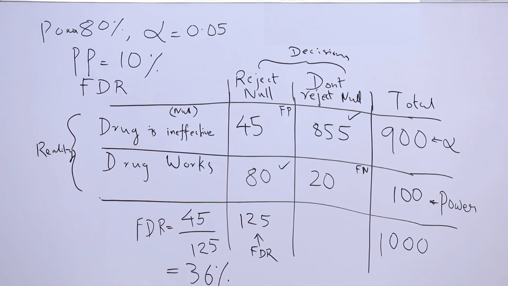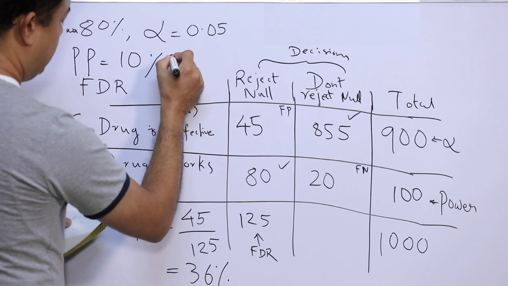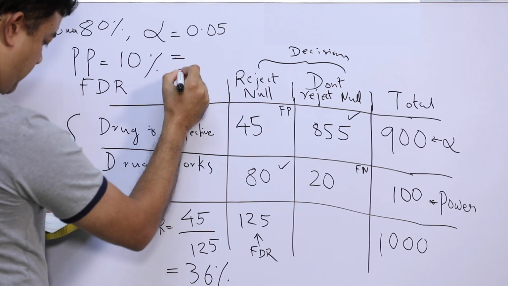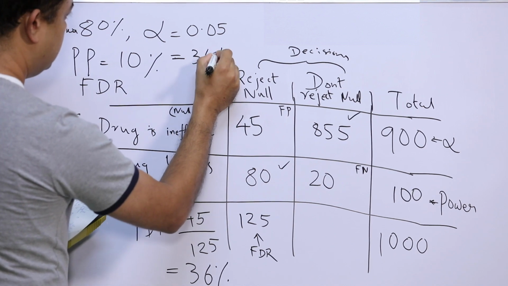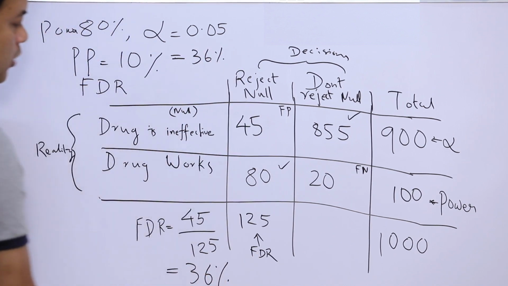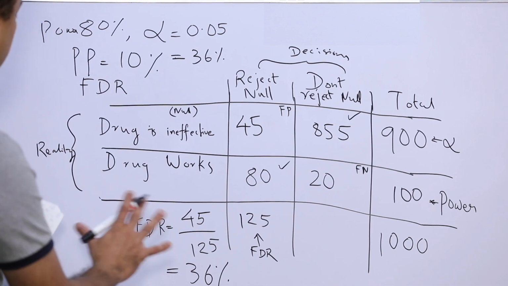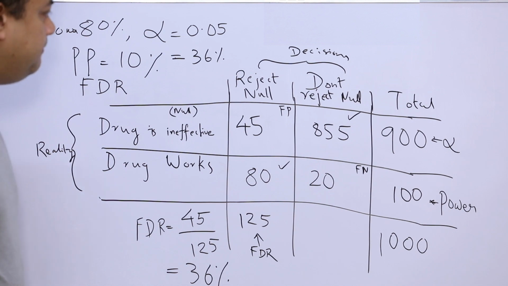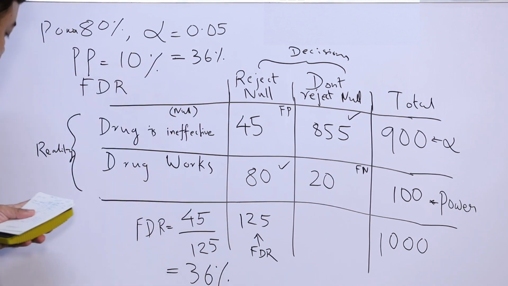That is quite significant, 36%, when the PP is 10%. So let us write here, when PP is 10%, 36% is the false discovery rate, which is quite significant. If you have a prior expectation of 10%, that is what you are going to get. Now, this is the calculation for the PP of 10%.